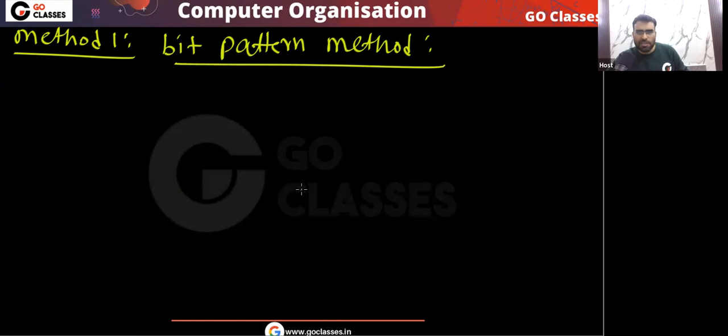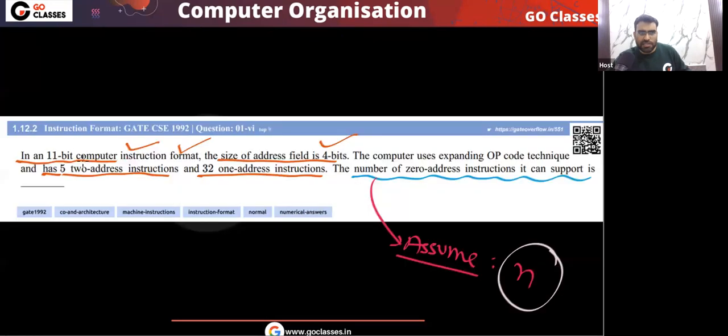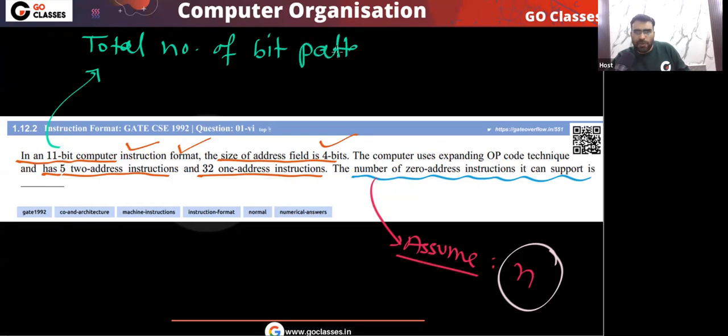Now just apply method number 1. What is that? That is your bit pattern method. Just apply the bit pattern method. This is the simplest method. In this bit pattern method, what will you do? Instruction size is 11 bits. So how many total bit patterns are possible? What is that?